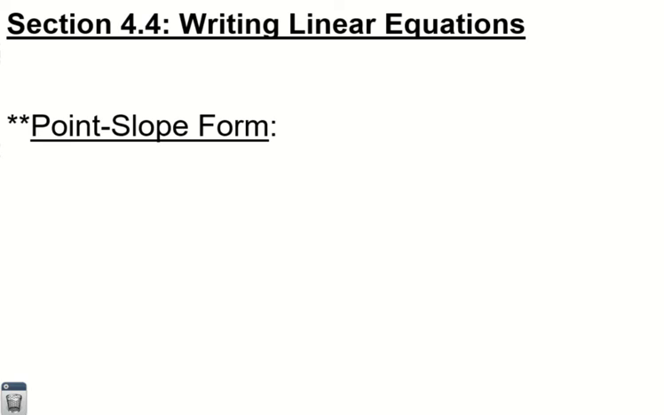Alright gang, this is section 4.4. It's the final section in chapter 4, most likely, at least these days it is, in the year 2018. And it's called Writing Linear Equations, and it's going to revolve around what's called point-slope form. And here's what point-slope form looks like.